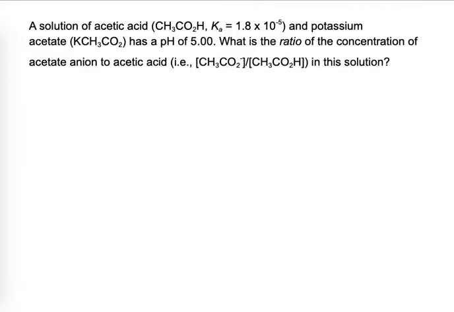So here's an example. A solution of acetic acid, for which Ka is given, and potassium acetate, which contains the acetate anion, the conjugate base of acetic acid, has a pH of 5.0. What is the ratio of the concentration of acetate anion to acetic acid in this solution? As we will see in the next unit, the ratio of conjugate base to acid, or vice versa, is an extremely important quantity. So I'll begin by writing out my Ka expression. Right. I will abbreviate acetic acid as HA and acetate as A- for convenience.